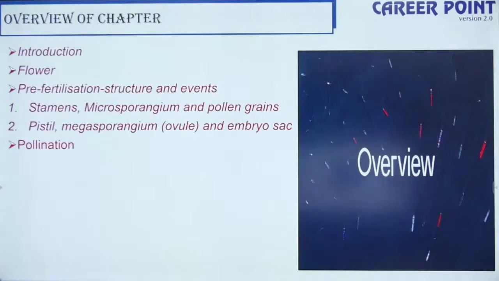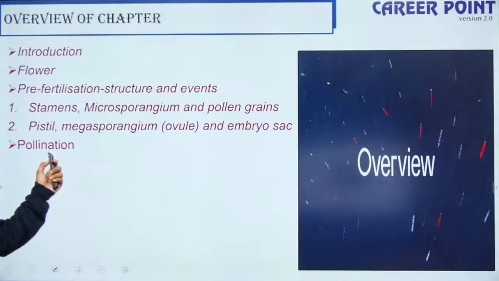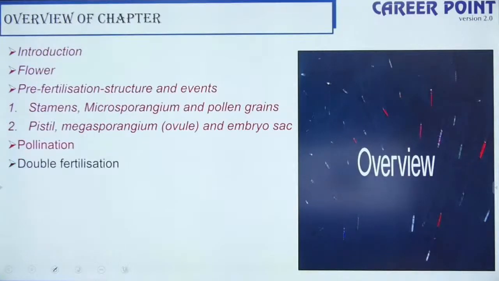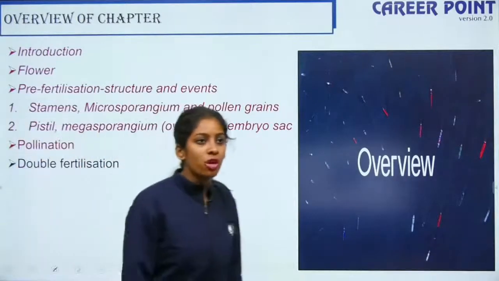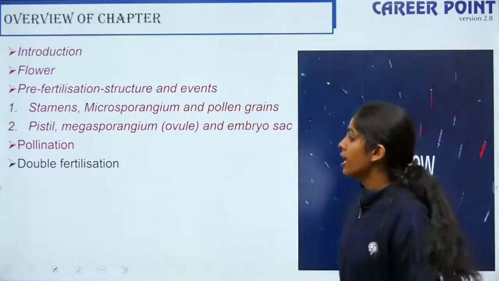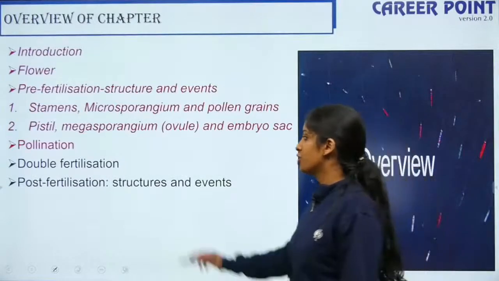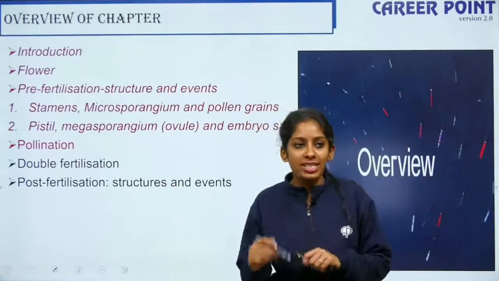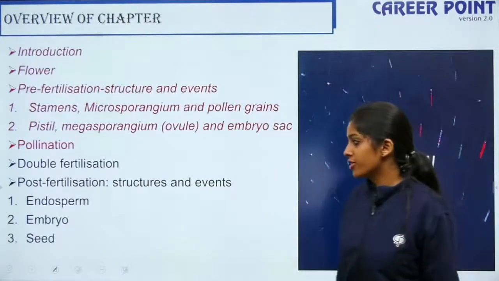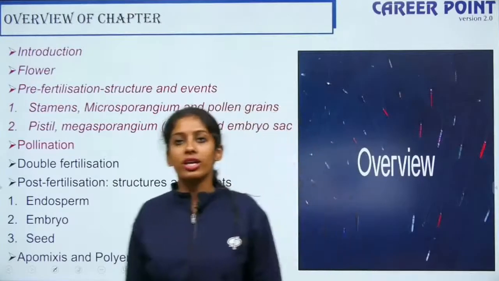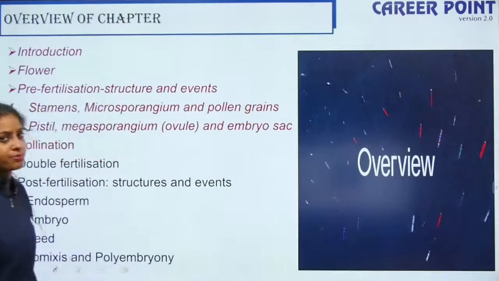Alright, so today we'll talk about pollination, because in the previous lecture we have completed till your pistil, megasporangium and your embryo sac, right? So now we will talk about pollination, and then to some extent about double fertilization. I guess double fertilization we can start off in the next class. Alright, so that is on Friday, and then we will talk about post-fertilization structure and events. So after fertilization happens, we'll talk about the development of your endosperm, your embryo, your seed and apomixis, and what is polyembryony.